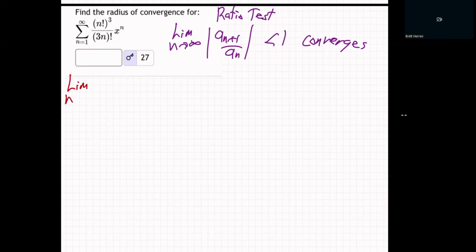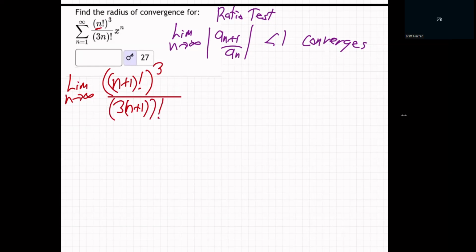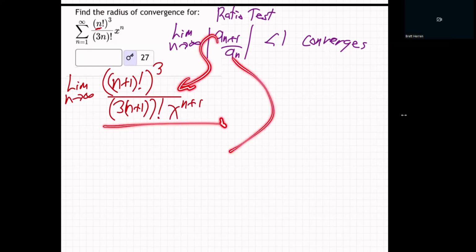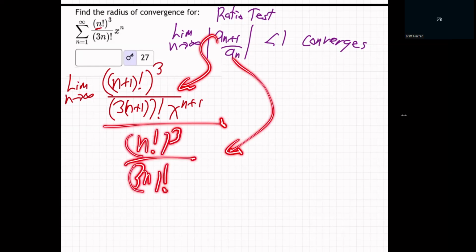Let's do it. Limit n goes to infinity. All right, a sub n plus 1. So I'm going to go n plus 1 factorial, plugging in n plus 1 right there, cubed. It's getting messy already. Over 3n plus 1 factorial x to the n plus 1. What a mess. Over, that's all a sub n plus 1. Now on the bottom, a sub n, which would be n factorial cubed over 3n factorial x to the n.